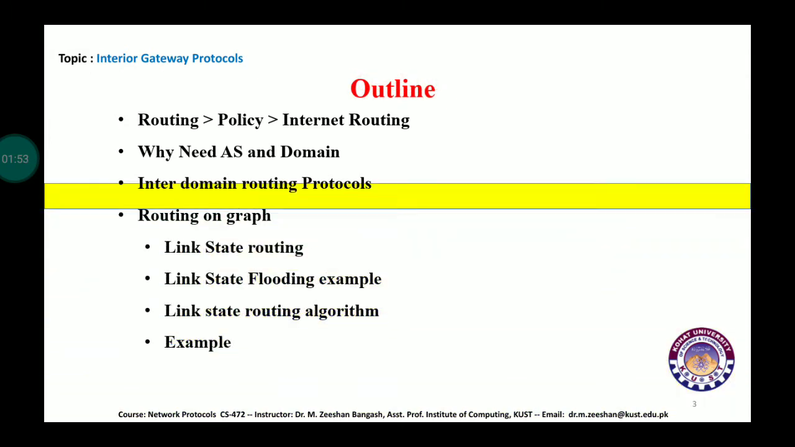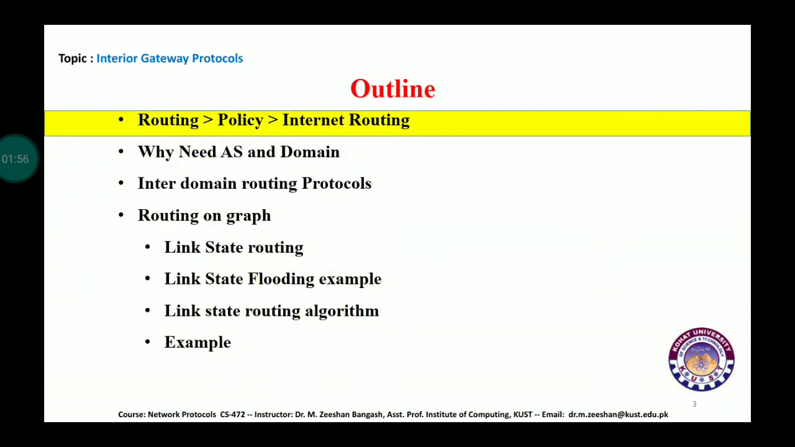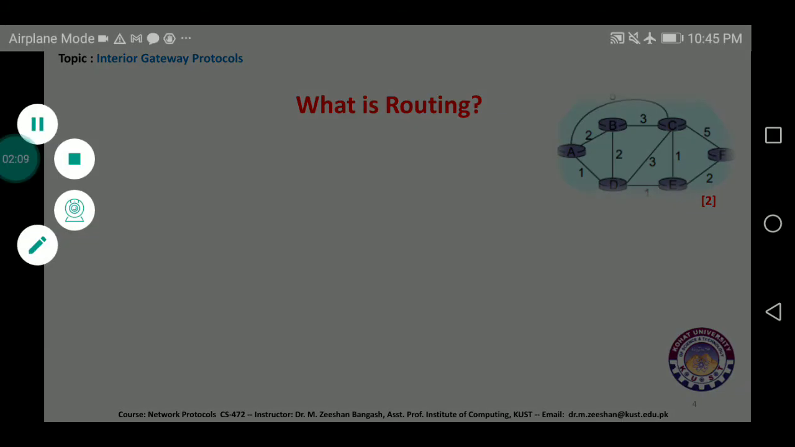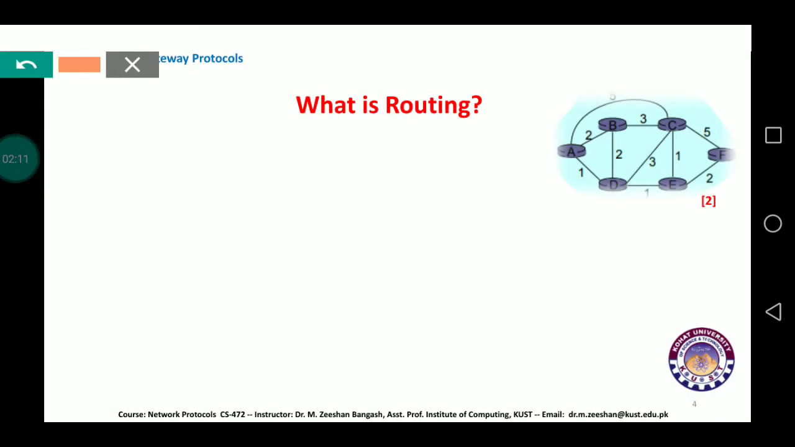So let's move to the first outline. That's about some basics and some concepts about routing and particularly the policy related issues. Now let's look into the diagram in which you can see that there are different nodes that are connected, and it's a form of an internet or a graph shape in which there are multiple paths or routes from any source to any destination.